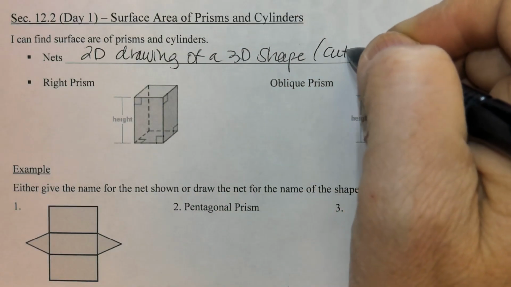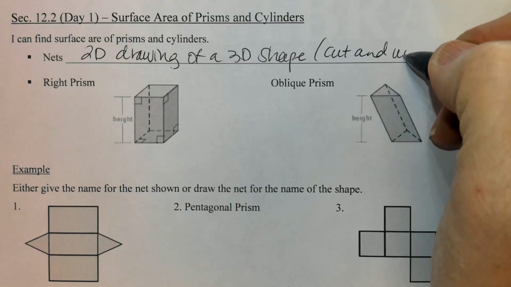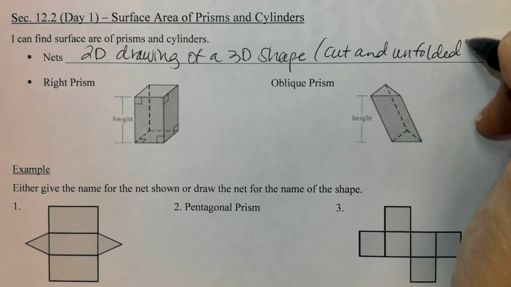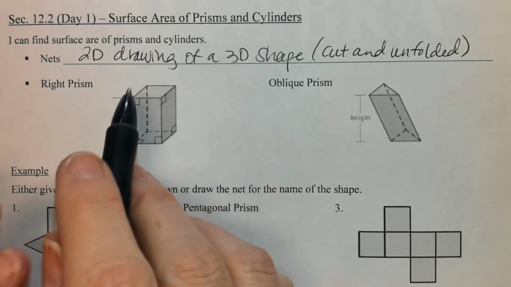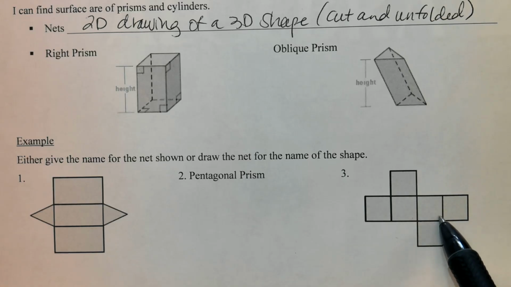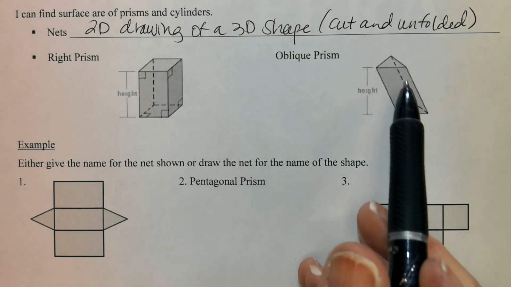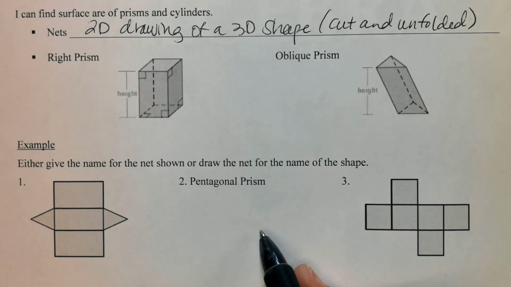So just imagine it being cut and unfolded. That's the word I'm looking for. So if we had a box and we cut all the edges and then kind of smushed it flat, unfolded it, it would look something like this. So each shape, if we were to cut it apart and lay it out, has what's called a net for that shape. So it's kind of like the flat picture of that shape.